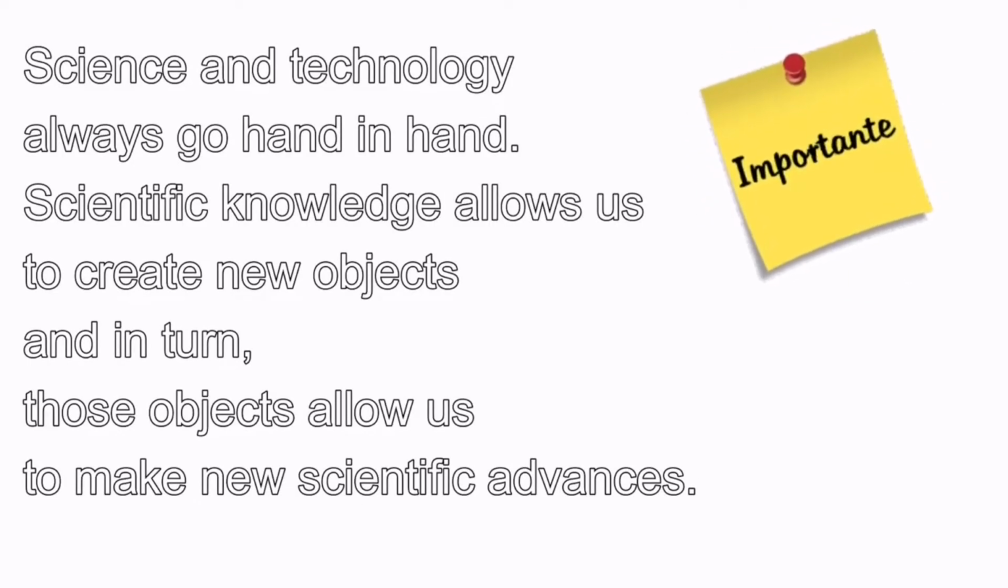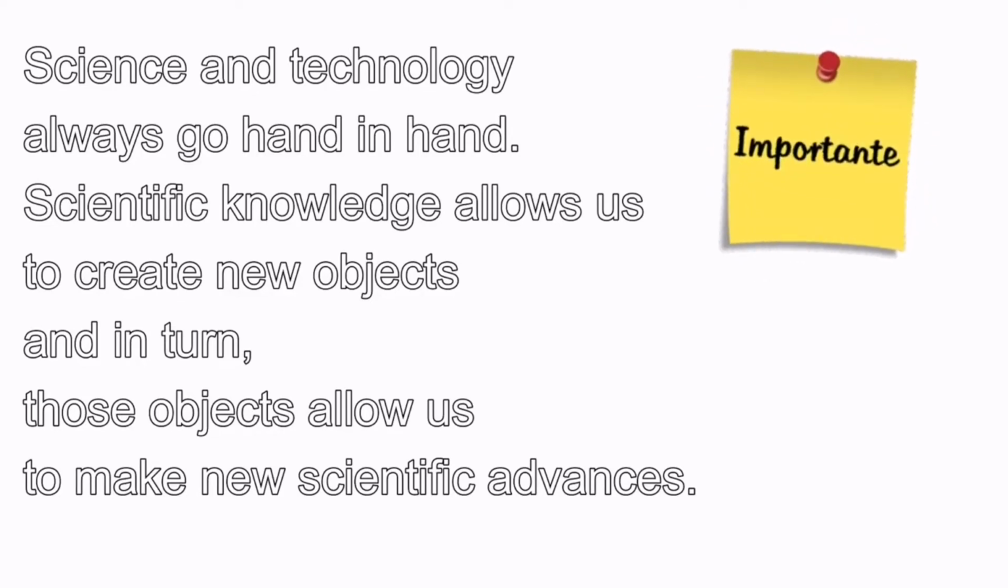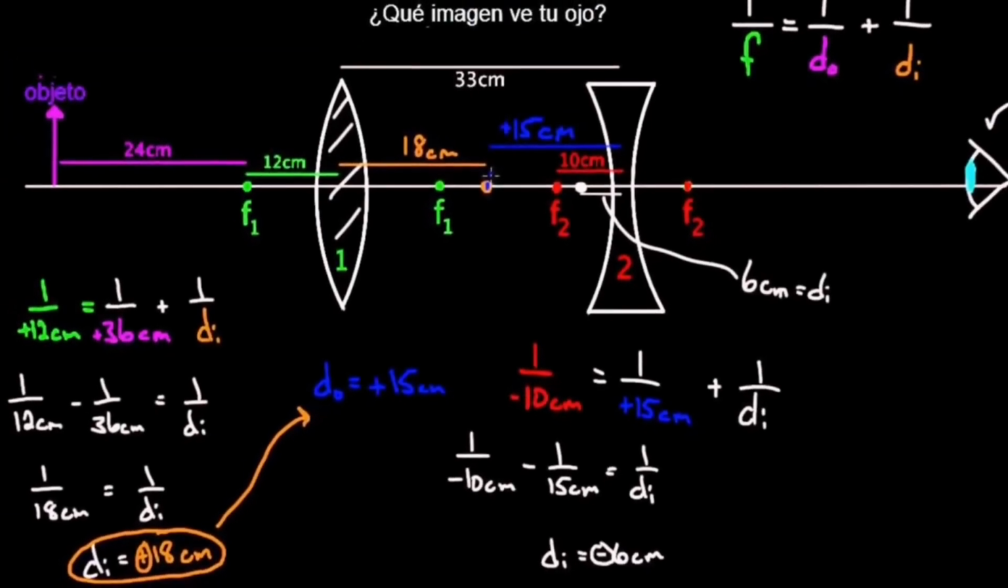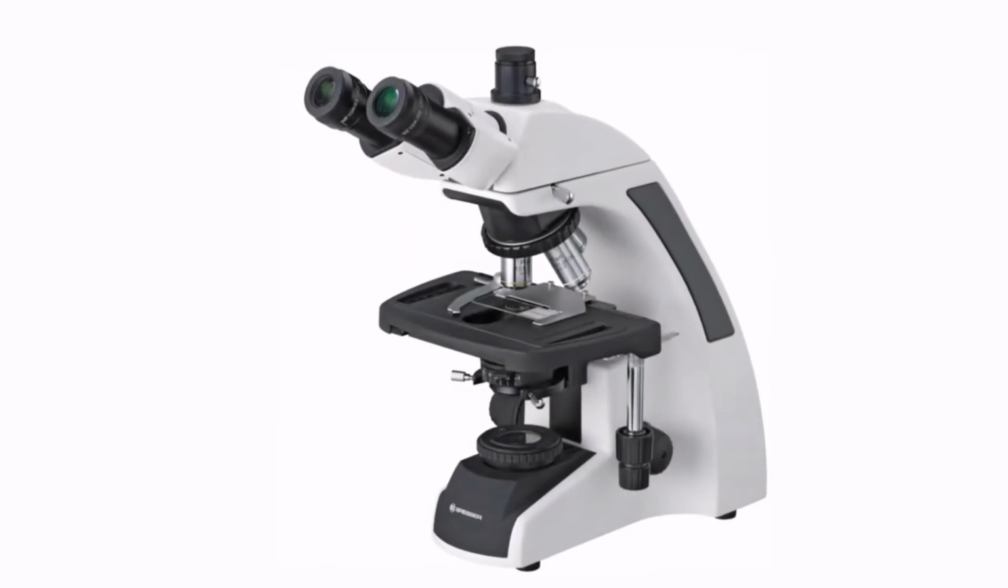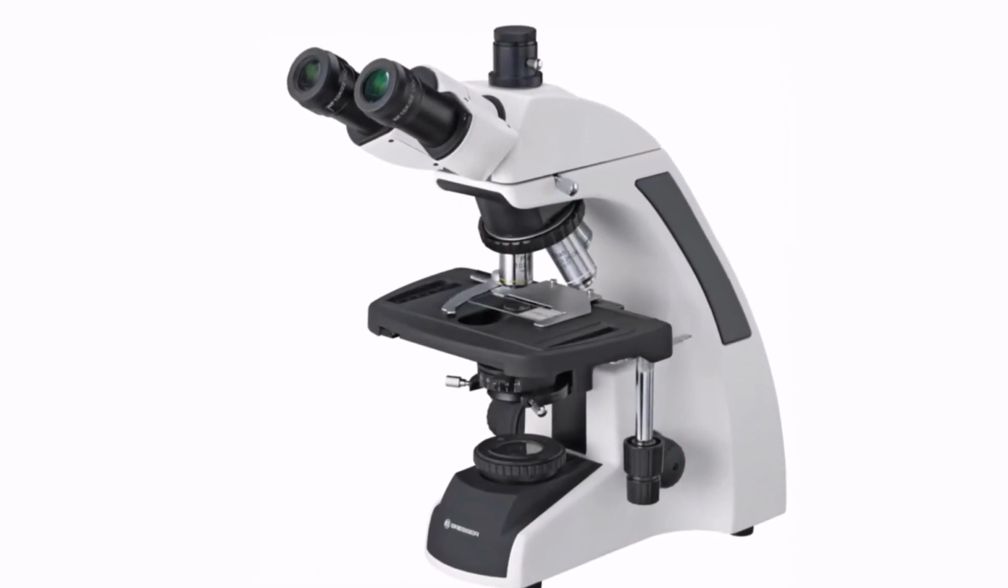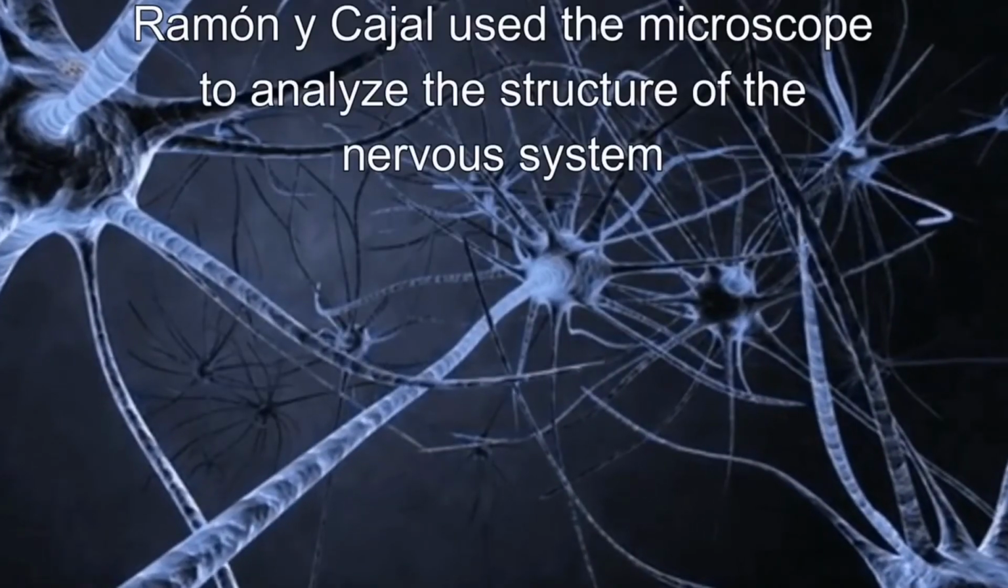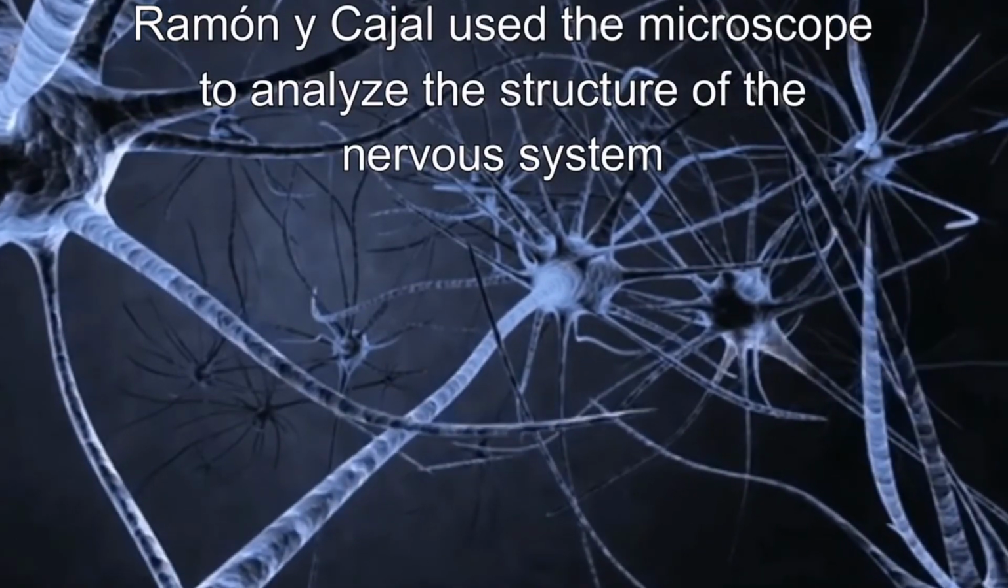Science and technology always go hand in hand. Scientific knowledge allows us to create new objects. For example, the study of optics allowed us to create better microscopes. And in turn, microscopes allowed us to make new scientific advances.